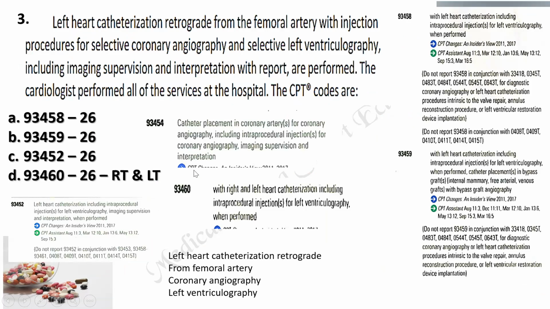These are the procedures, and this is our multiple choice. 93458: its parent code is 93454, that is a catheter placement in the coronary artery for coronary angiography. And 93458 is with left heart catheterization, including intraprocedural injection for left ventriculography. 93452 is left heart catheterization including intraprocedural injection for left ventriculography.